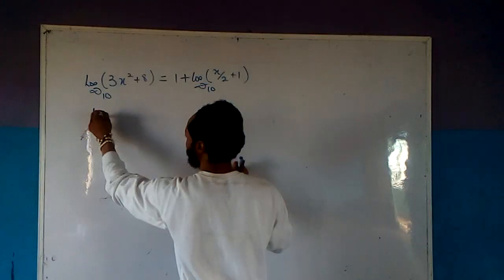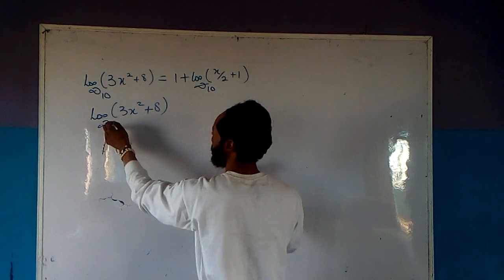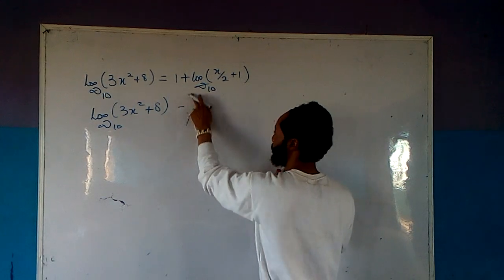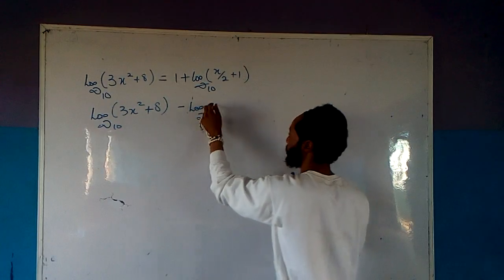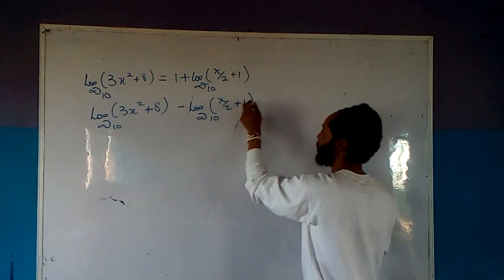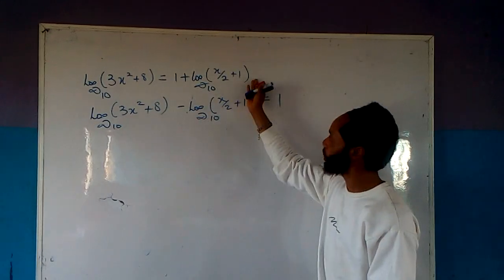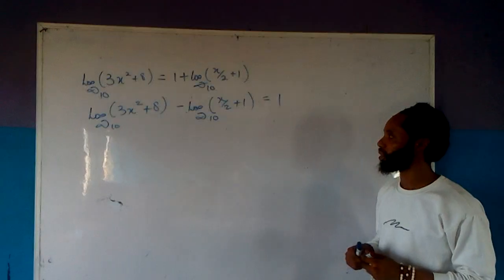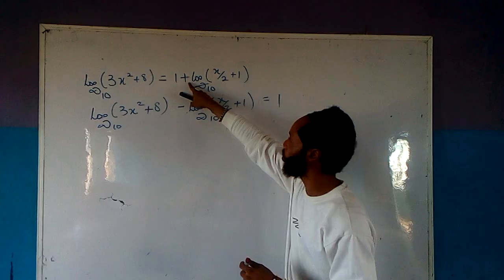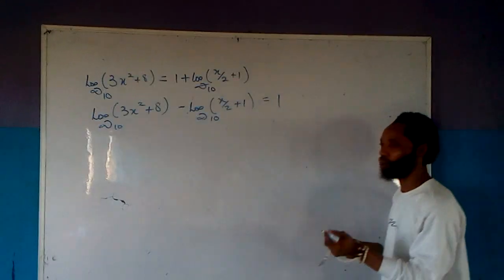We now have log of 3x squared plus 8 in base 10. This log becomes negative: log of x over 2 plus 1 in base 10, all equal to 1. Now this is what we have here. We brought this log this way. Now this log was positive; upon coming this way it became negative. Now remember your understanding of log.